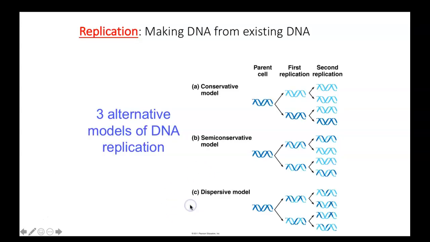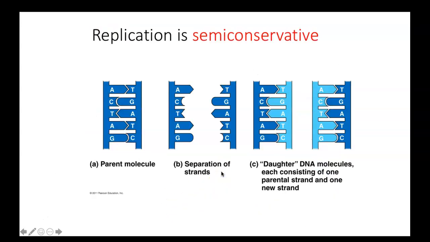Let's talk about DNA replication. So DNA needs to be copied before a cell divides. It needs to be copied because the new cell needs the same DNA in it. So we are going to go through how DNA gets copied.